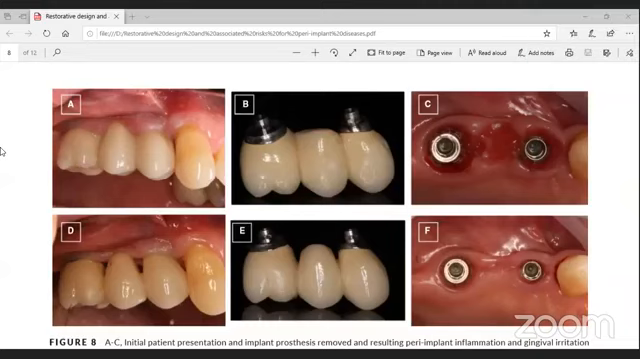Platform switching may be beneficial if provisional and final restorative contour remain maintainable to both patient and dental care provider.